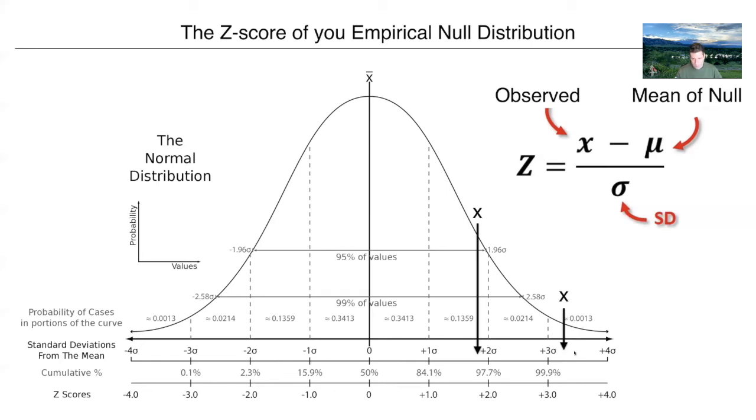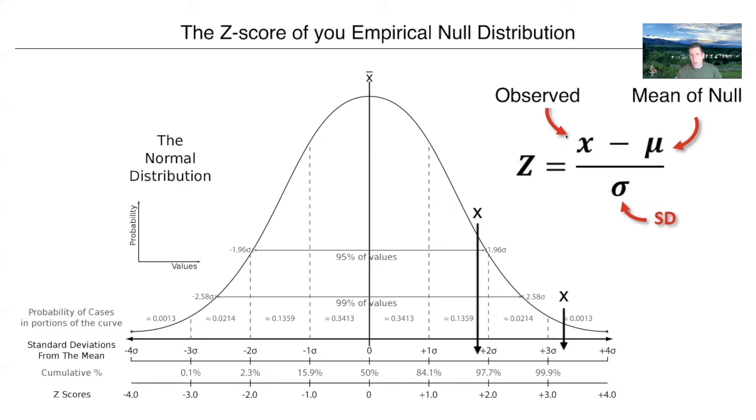So there are lookup tables for where you are, and it can be calculated. A z-score can be calculated very easily from an empirical null distribution, because you're just saying, here's my observed value, and here's the mean of my empirically permuted data, the mean number of overlaps.